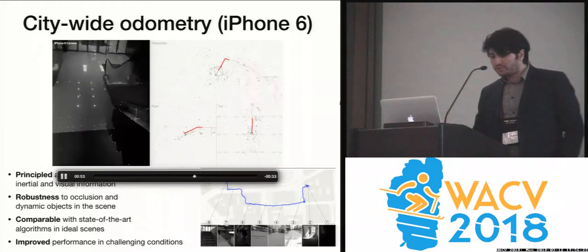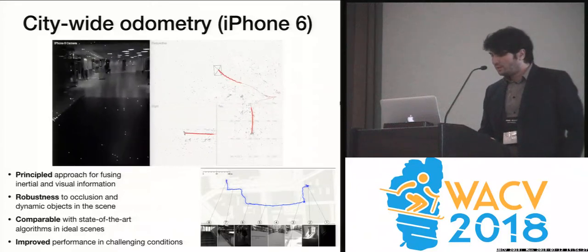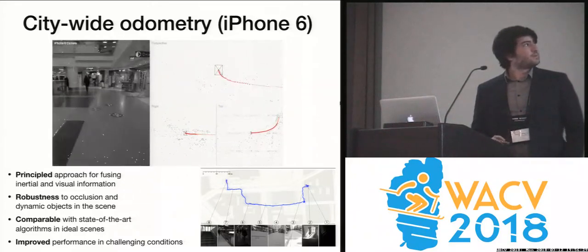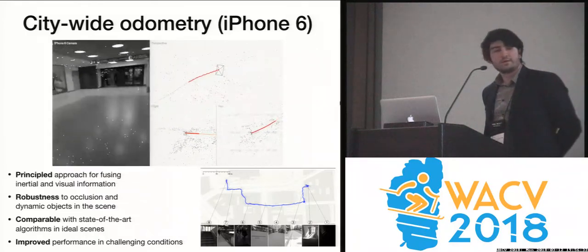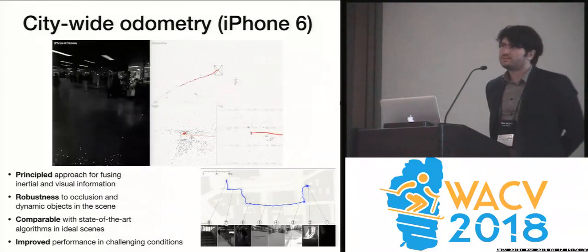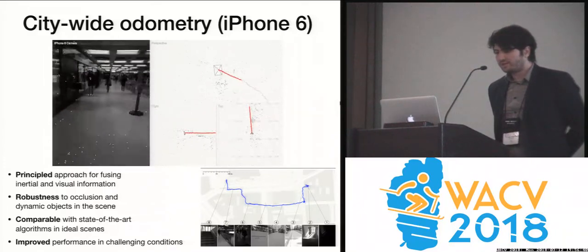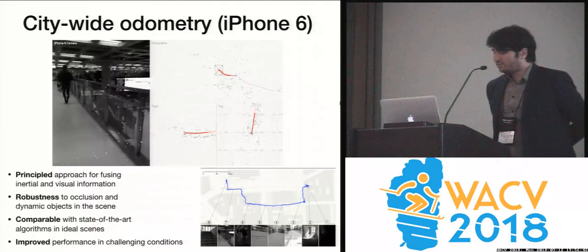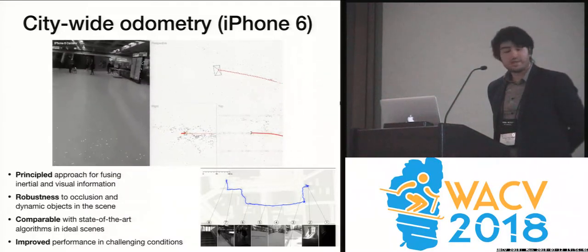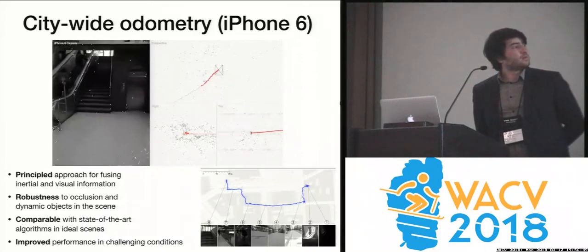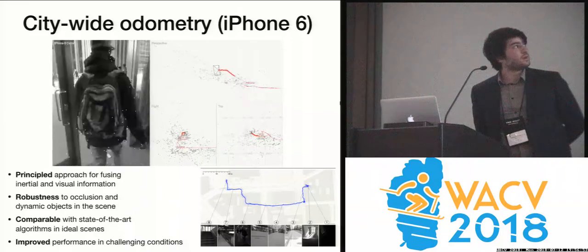So we propose a principled approach for fusing visual and inertial information. We prove and claim to be robust to occlusion and dynamic objects in the scene. In ideal cases, which are wide-angle cameras and very high-quality IMUs, we are comparable with most of the work done out there, but I think we really shine when we put in really, really hard cases like this one.